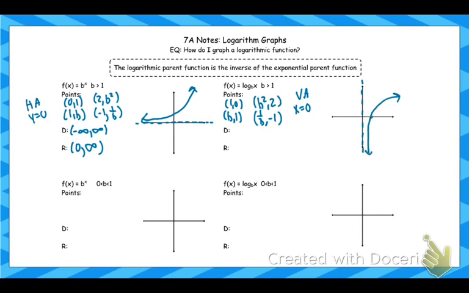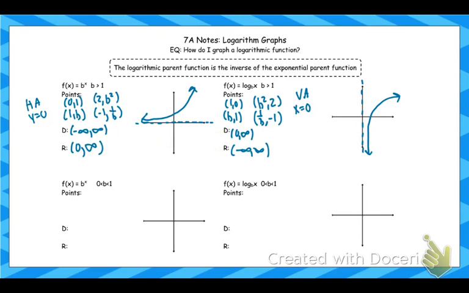Again, it would go through 1, 0, base comma 1, base squared comma 2. Again, all those points depend on what your base is, as long as the base is greater than 1. All right, looking at this graph, your domain is from 0 to infinity. And again, that makes sense because we know we can't have a negative argument for our log. So the domain is from 0 to infinity, and the range is negative infinity to infinity. Keep in mind, this is the inverse, and remember what happens with domain and range on the inverse.